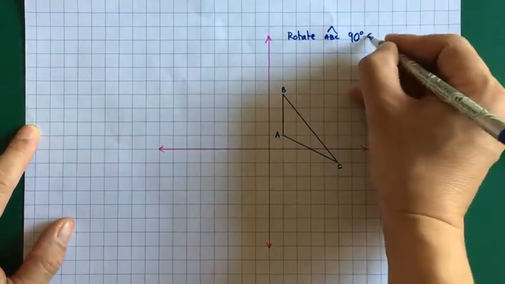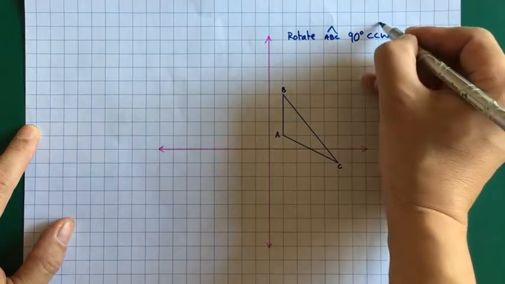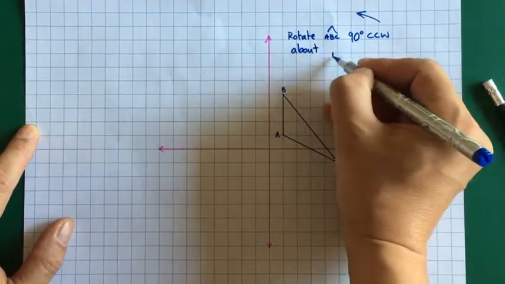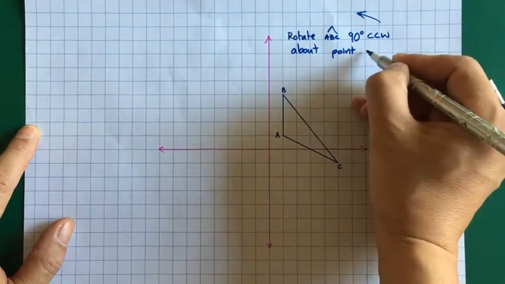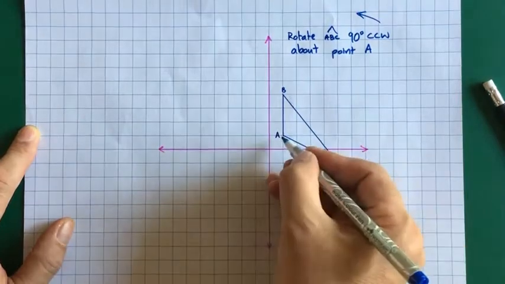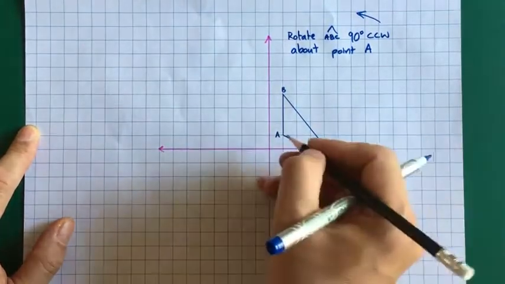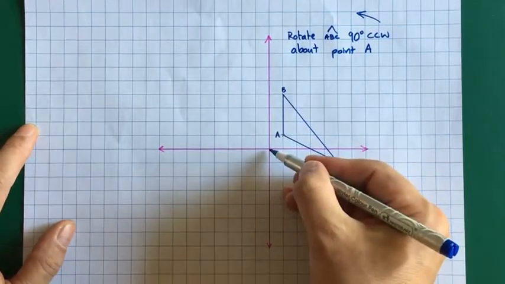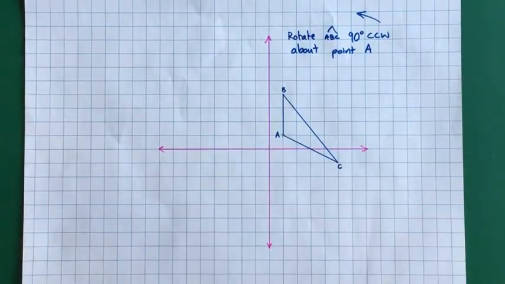right? Counterclockwise. Okay, so counterclockwise is that way. About point, let's keep it simple, about point A. So this point right here is going to be our center of rotation, not 0, 0, here. Okay, so let's go about this business of rotating it around.